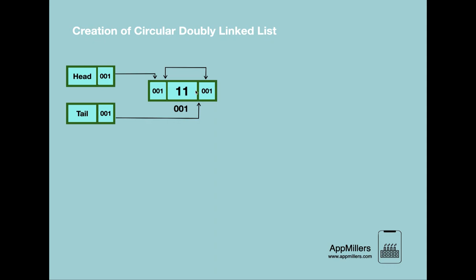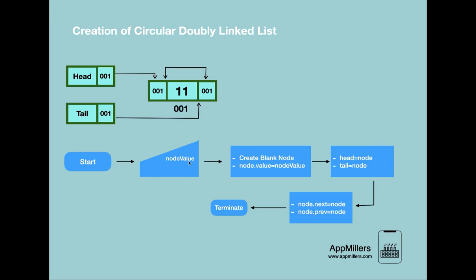Now let's see what the algorithm of creation of circular double linked list looks like. The algorithm starts with taking a node value, then it creates a blank node and assigns this value to the node's value that comes from the parameter. Then the next step is creating a link between head and this node. So by setting head to this node, we are creating a link between head and this node. Then, as we know, this is the only node in our circular double linked list, so tail has a reference to this node also. So here we set tail to this node.